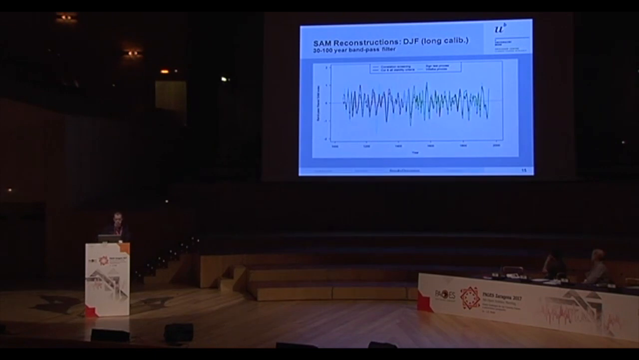This is a plot I added to kind of emphasize what I said before. It's a 30 to 100 year bandpass filter, and it emphasizes the multi-decadal variability for the DJF reconstructions, and we can really see they kind of match perfectly. They're really highly correlated, no matter if we use just correlation-based screening or just impose the additional stability criterion. It's a really good match.